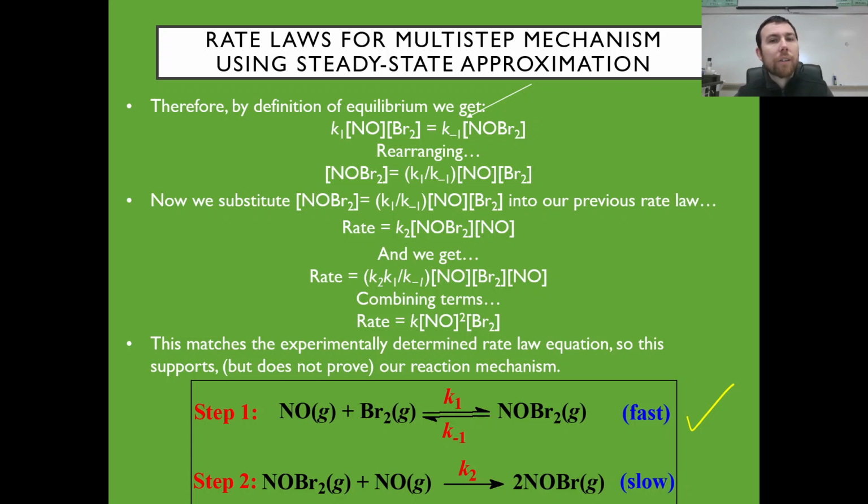And because they're equal to each other, we can set up an algebraic expression where we can solve for our intermediate in terms of what's in our overall process. You can make the substitutions, combine all your terms, and you would get a new rate law that no longer has your intermediate, and you could use that new rate law to check it against the experimental rate law. Okay, I hope this makes sense.